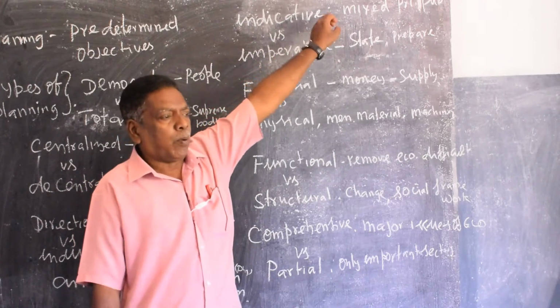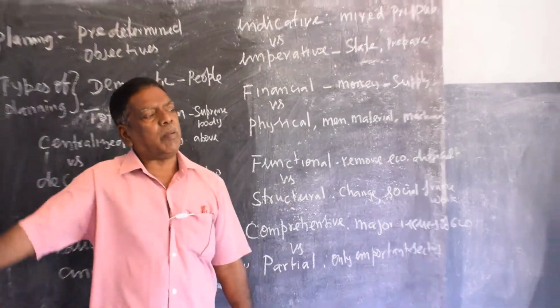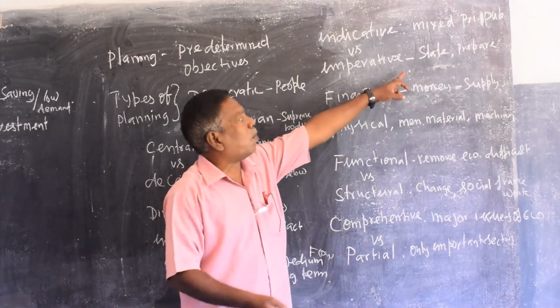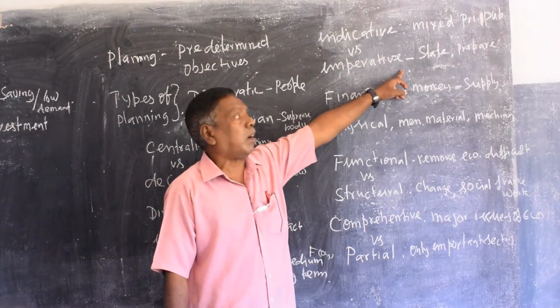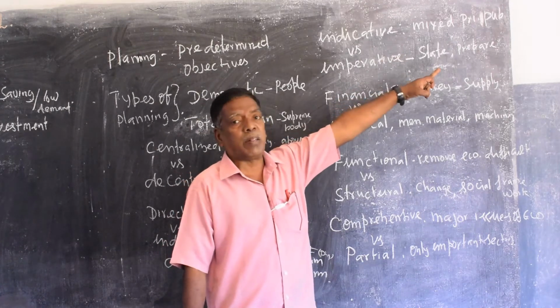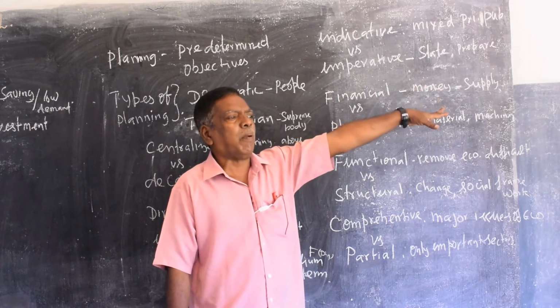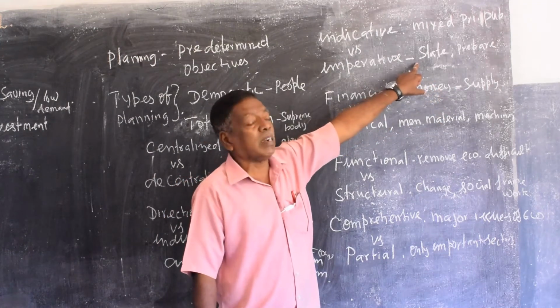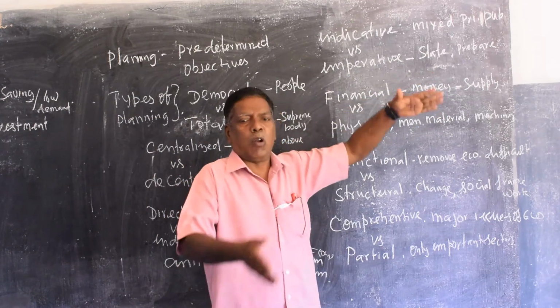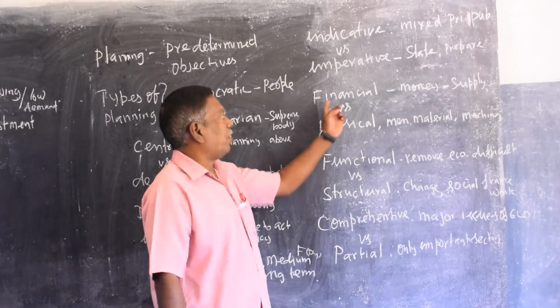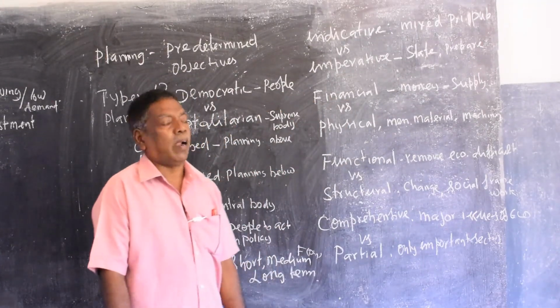Instead of giving any consideration and importance to the private sector, it is not at all considered. Only the government sector, the state government or the central government, is considered, and they prepare the plan. They prepare the plan, objective, target, schemes, directions, implementation and everything. It is in the hands of the state government only or the local institutions only. That is imperative planning. And then financial planning.